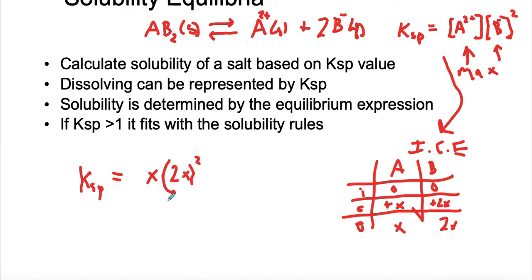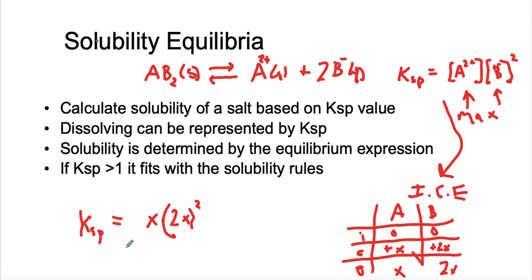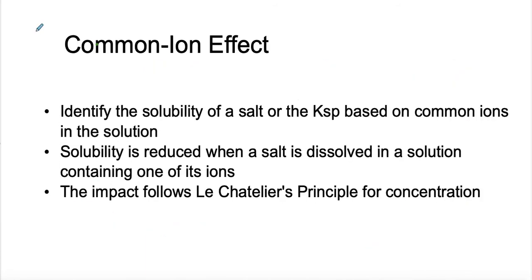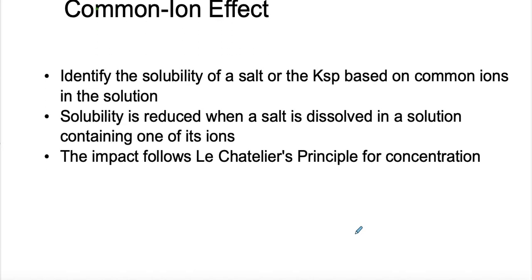And so then you can solve this to figure out what x should be. You can either find out what KSP is, or you can figure out what x is, and that is your solubility. So that is one of the things that you may see. And we didn't cover that very well. Common ion effect is related to this.